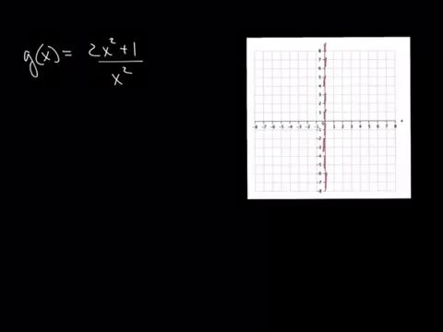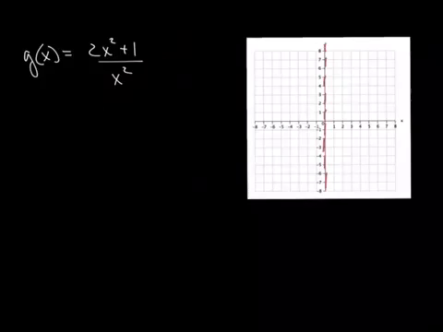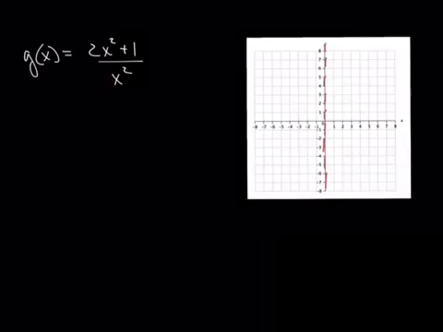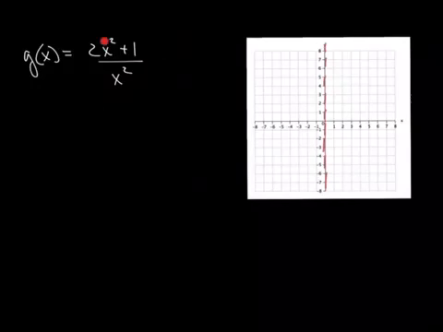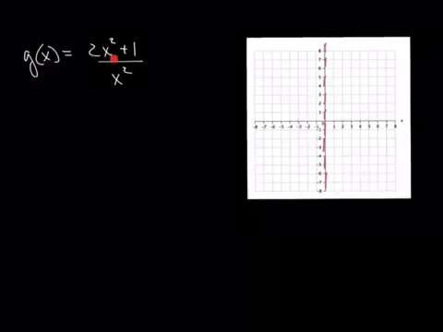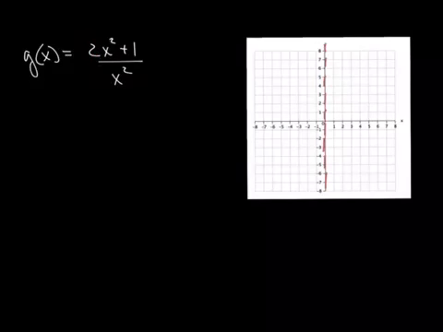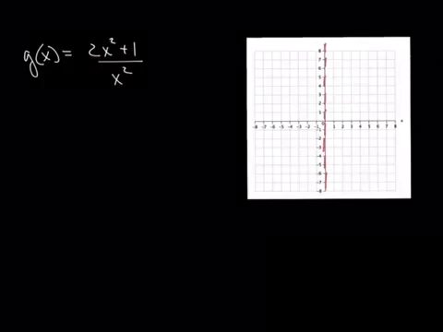All right, and let's see, what is our horizontal asymptote? That's going to be 2 over 1 because these are the same. So it's going to be this number over this one. So our horizontal asymptote is going to be 2.